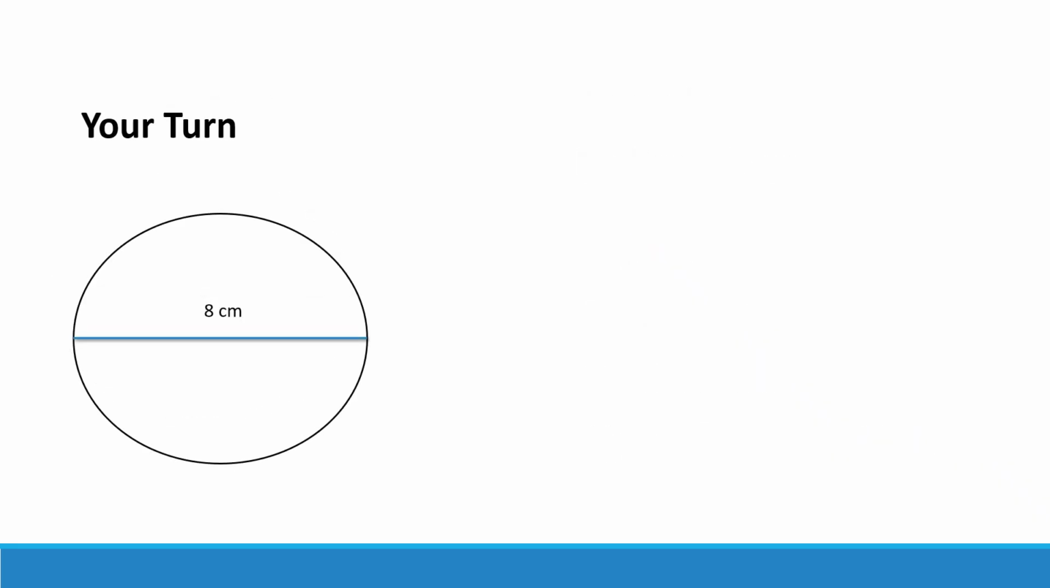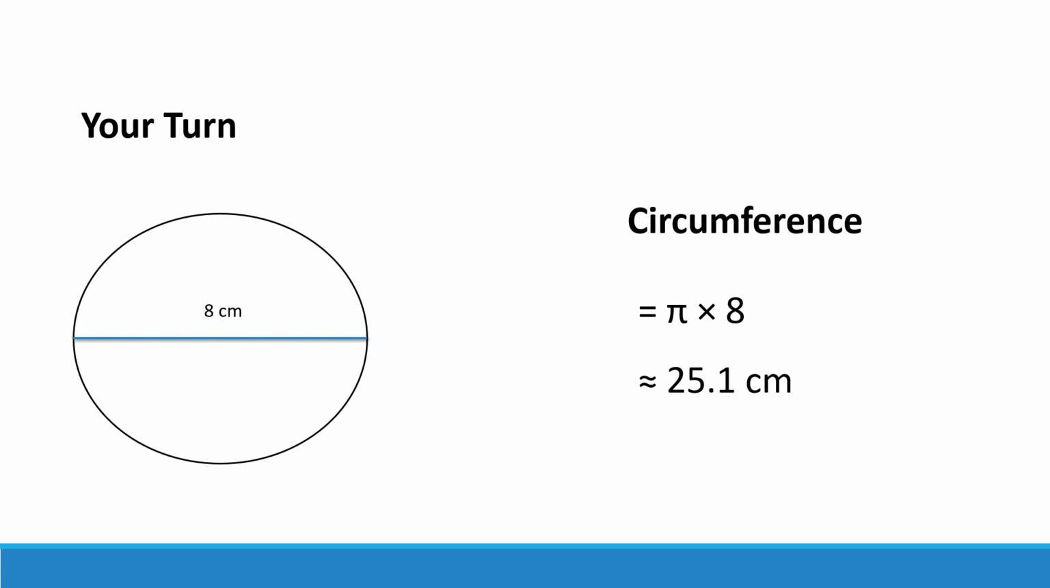Now it's your turn. The diameter of the circle is 8 centimeters. Pause the video and see if you can find the circumference by yourself. Ready? Since we know the diameter, we use the formula: circumference equals pi times the diameter. So we have pi times 8. Using pi approximately equals 3.14, the circumference is approximately 25.1 centimeters.